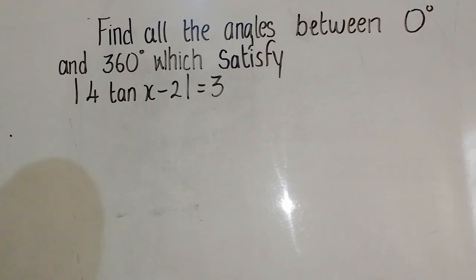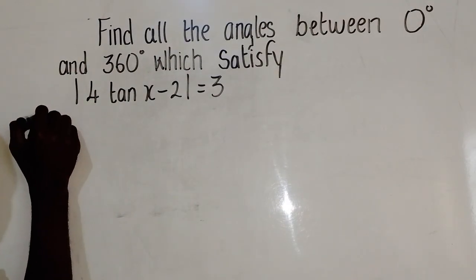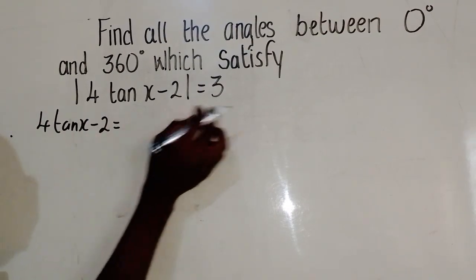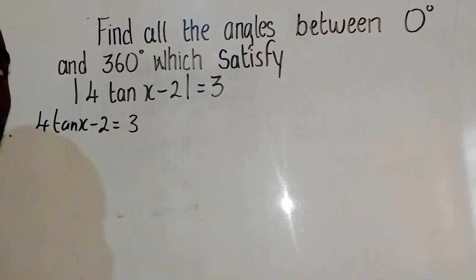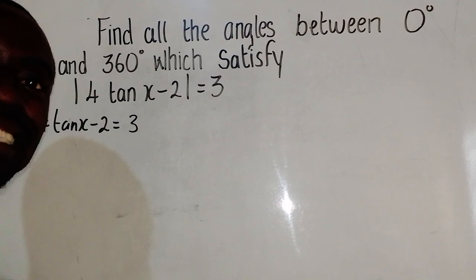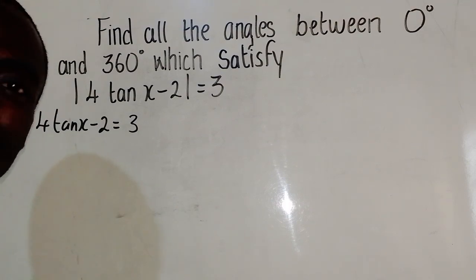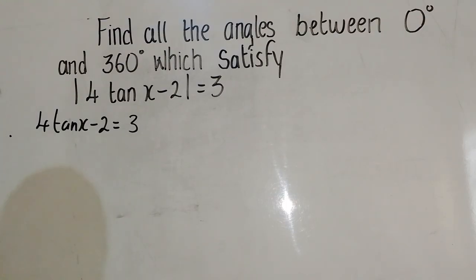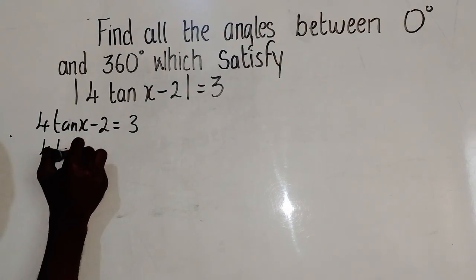So we get this one the way it is. So it will be 4 tan x − 2 equal to, and here now I'm going to pick the one for the positive, so positive 3. Now you must remember that tan is just a trigonometric ratio. In simple terms, tan is equal to sine over cos.